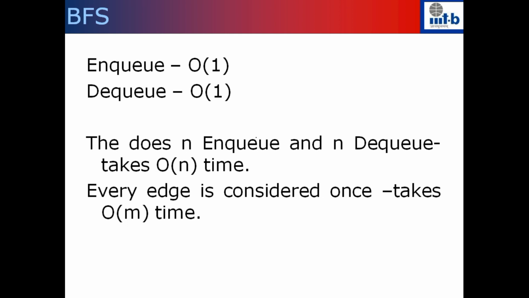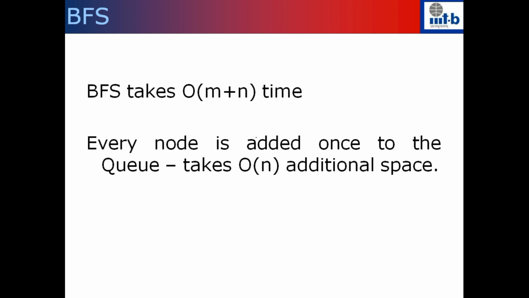So what do we mean by considering this edge? When the node v is deleted, you look at the outgoing edges from this particular vertex, and depending on whether the endpoint is already there in the data structure or not, you take some action. So every edge is considered exactly once. So this takes order m time. So in other words, the BFS traversal takes order n plus m time.